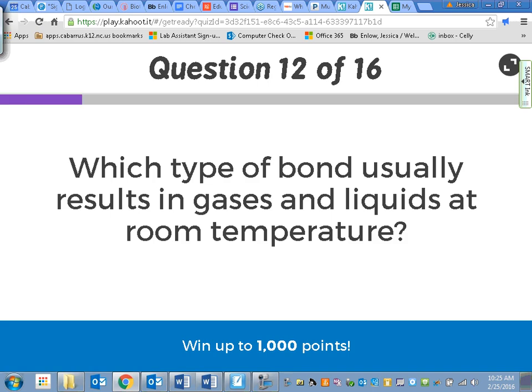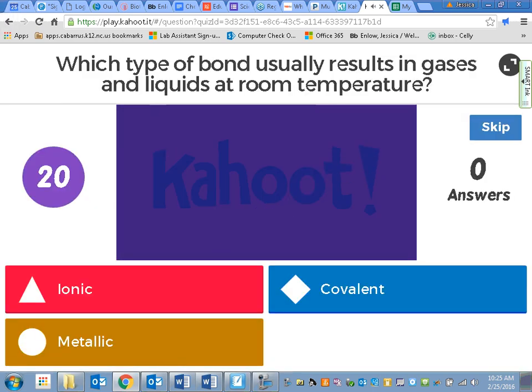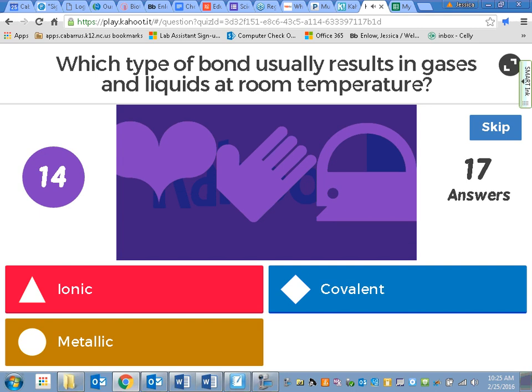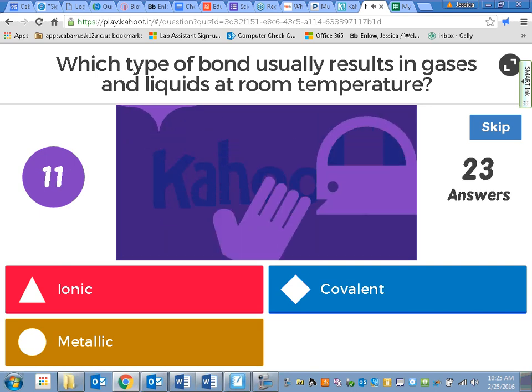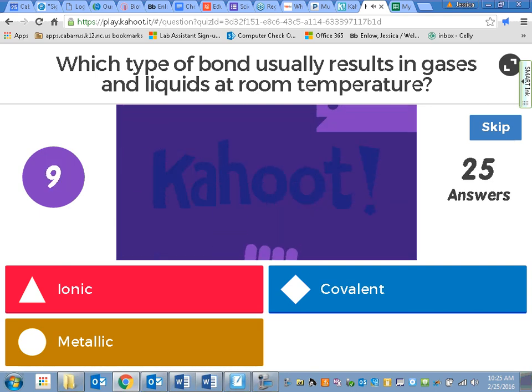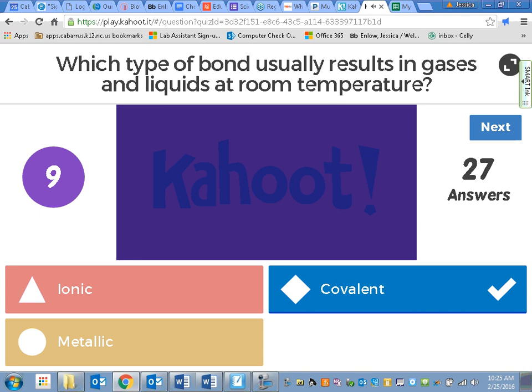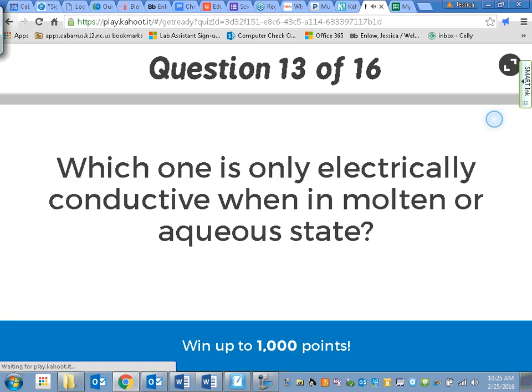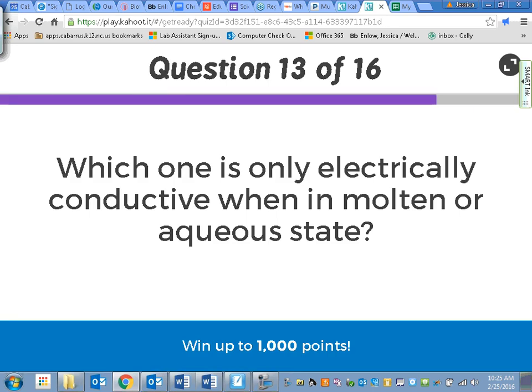Okay. Which type of bond usually results in gases and liquids at room temperature? All right. Okay, that's a good spread. So we have covalent, property of covalent compounds. Good. Which one is only electrically conductive when in molten or aqueous states?